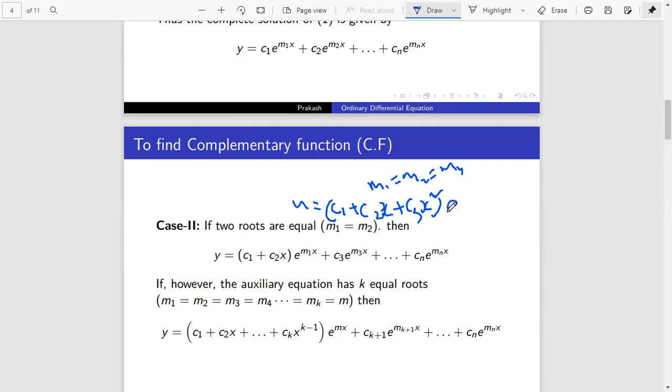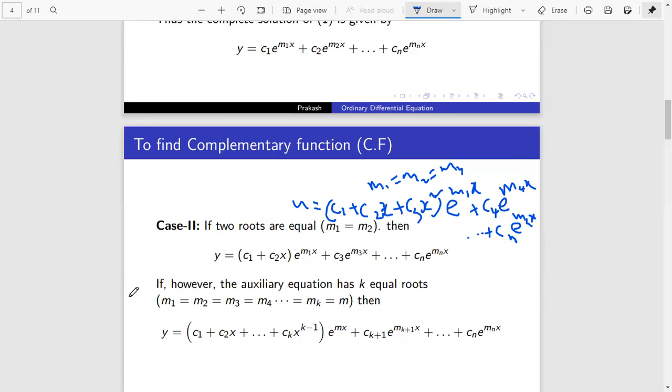into e^(m1 x) plus c4 e^(m4 x), since three roots are equal, and so on. How will the last term be? cn e^(mn x). So if three roots are equal, we can write the complementary function in this way.